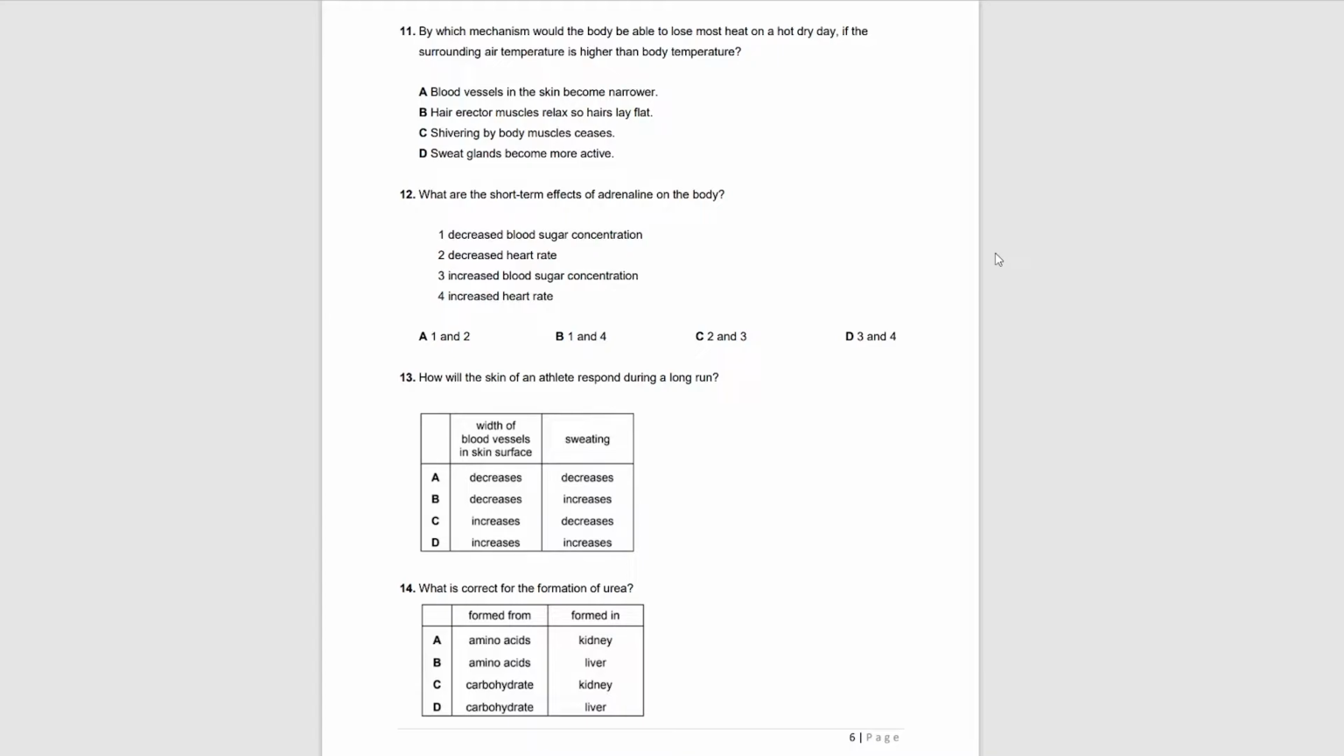If the sweat glands become more active, they will produce more sweat, which will evaporate more, and the body will lose more heat. But hair erector muscles lying flat will cause no change in body temperature, and shivering will also cause no temperature decrease in the body. So D is the answer because as sweat glands produce more sweat, more water will vaporize from the skin surface and more heat will be lost.